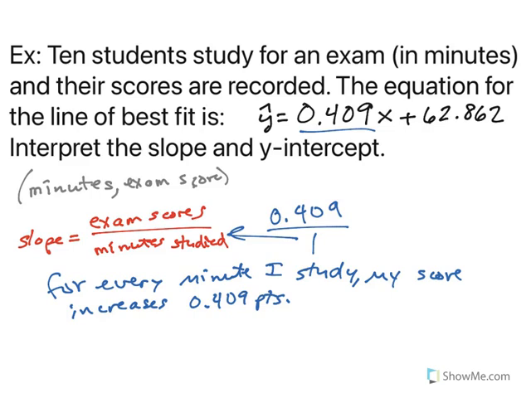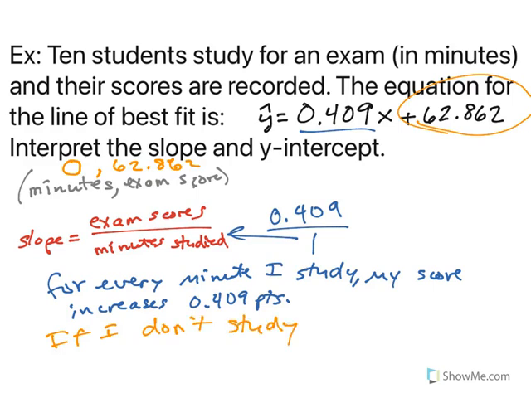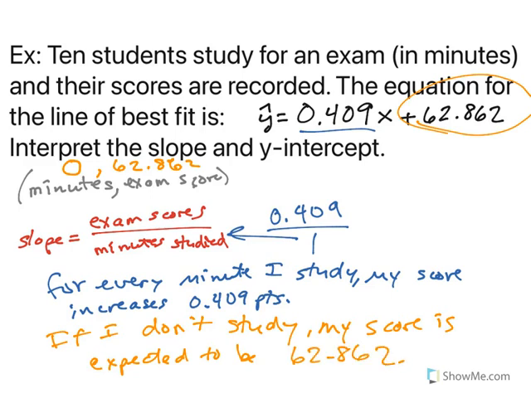Okay, let's look at the y-intercept. The y-intercept is when time is 0, or in this case, when x is 0. So if minutes is 0, the exam score is 62.862. So if I don't study, right, study 0 minutes, if I don't study at all, my score is expected to be a 62.862. That's the slope and y-intercept here.